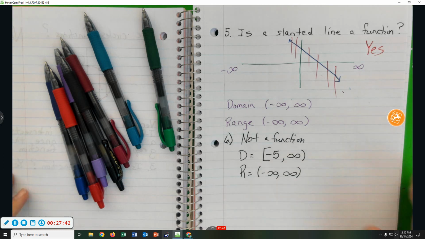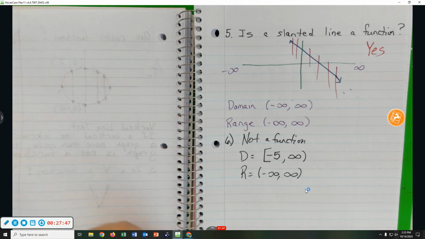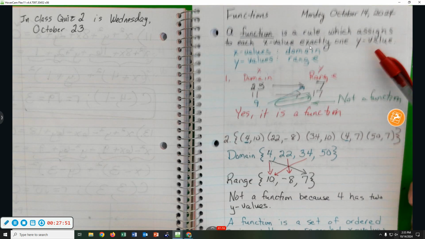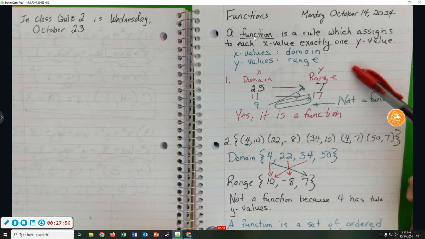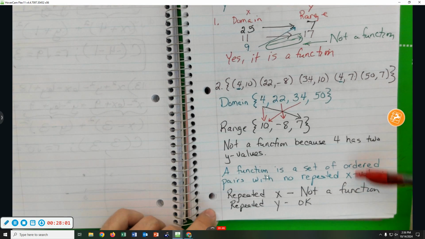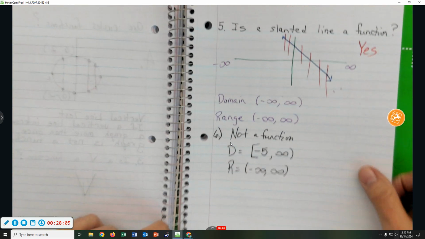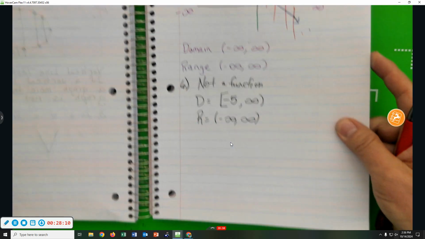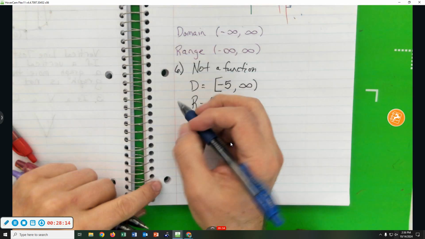Okay. We're going to have 3 definitions of functions, 3 general definitions. We have the rule, the arbitrary rule function definition. We have the ordered pair definition. Now we're going to have the algebraic definition of function.